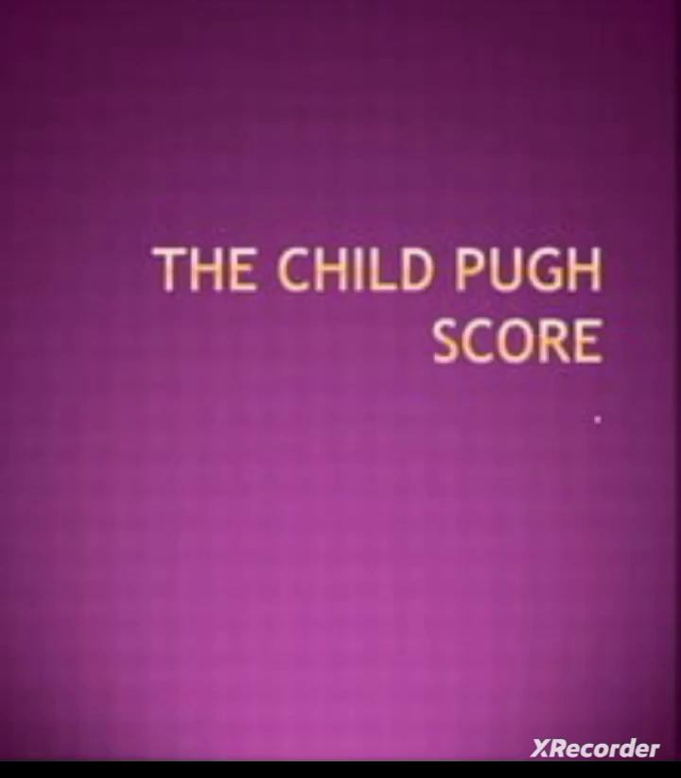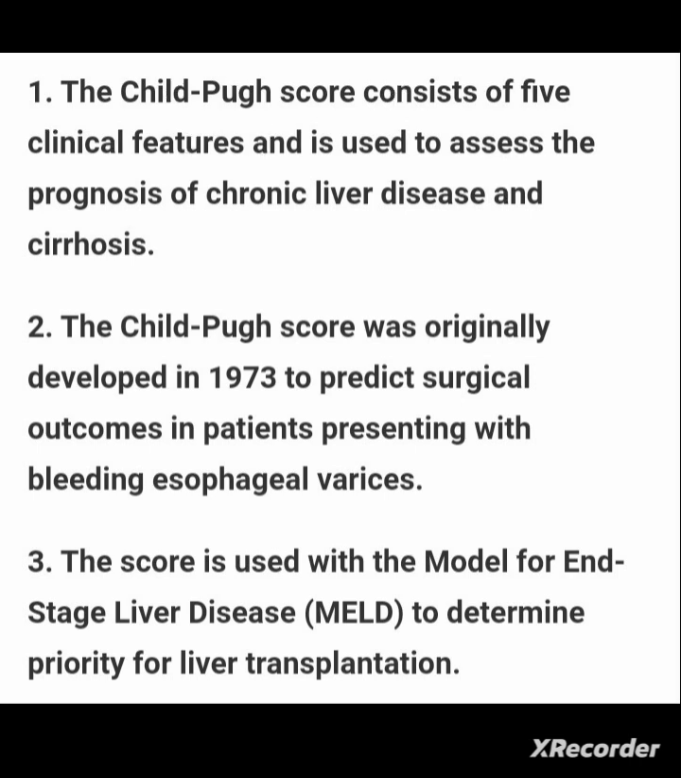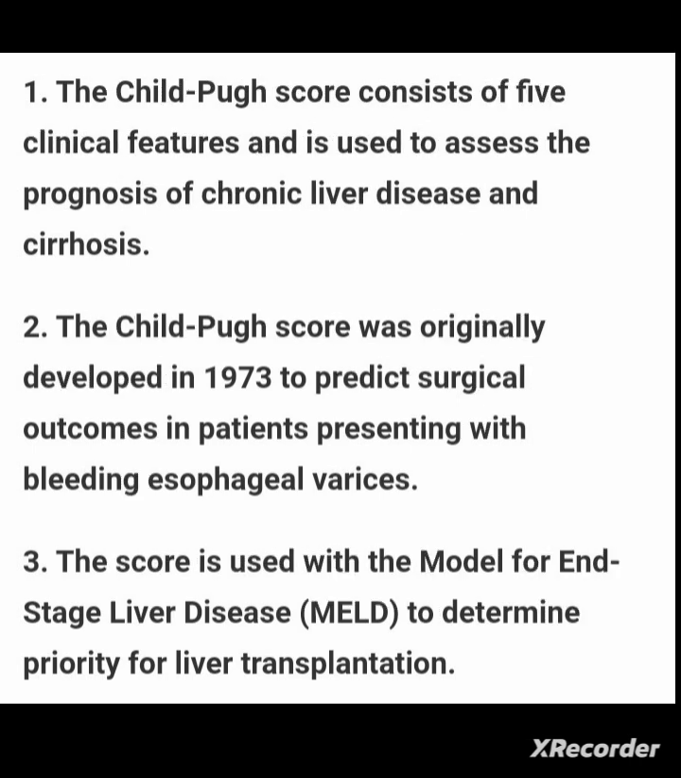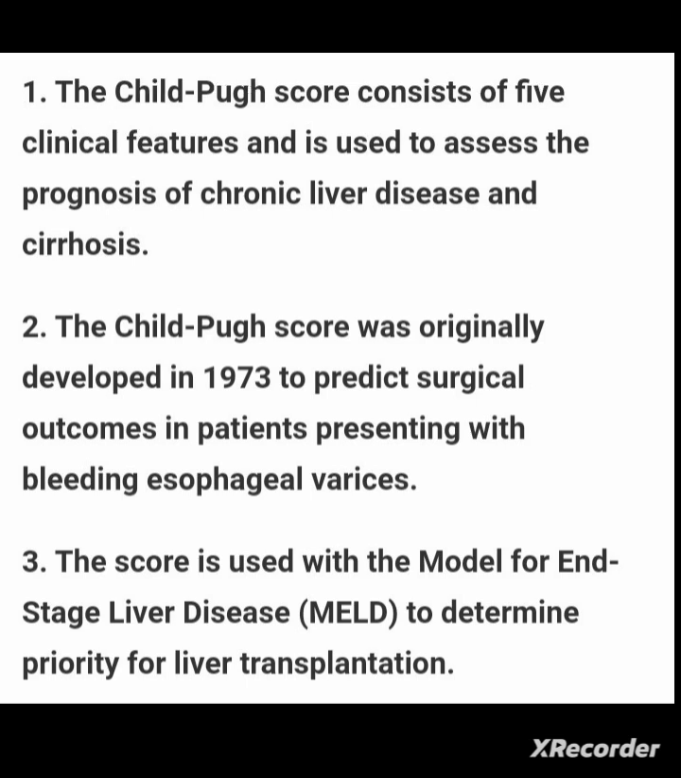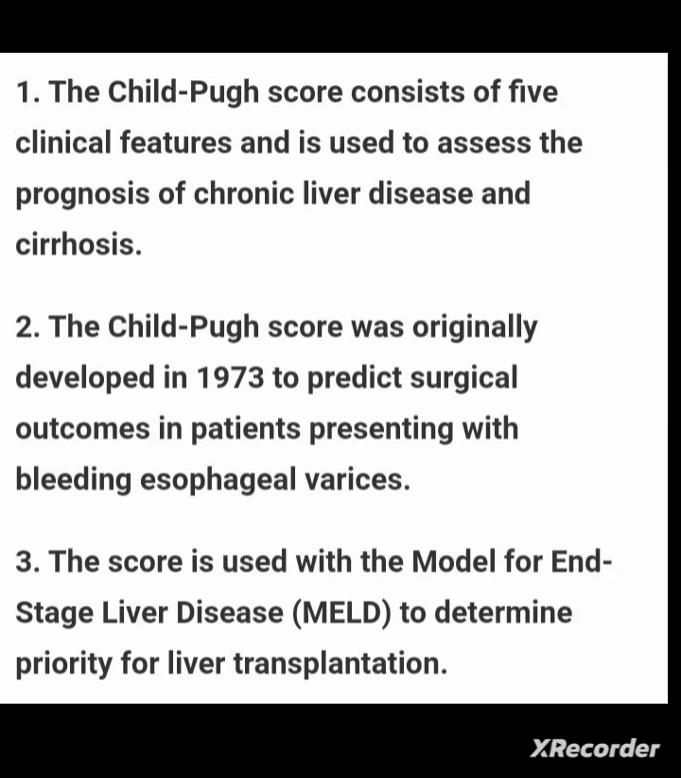The Child-Pugh score, or modified Child-Pugh score, is used to assess the prognosis of liver disease. It consists of five parameters or five clinical features. It is used to assess the prognosis of chronic liver disease and cirrhosis. The Child-Pugh score was originally developed in 1973 to predict surgical outcomes in patients presenting with bleeding esophageal varices.